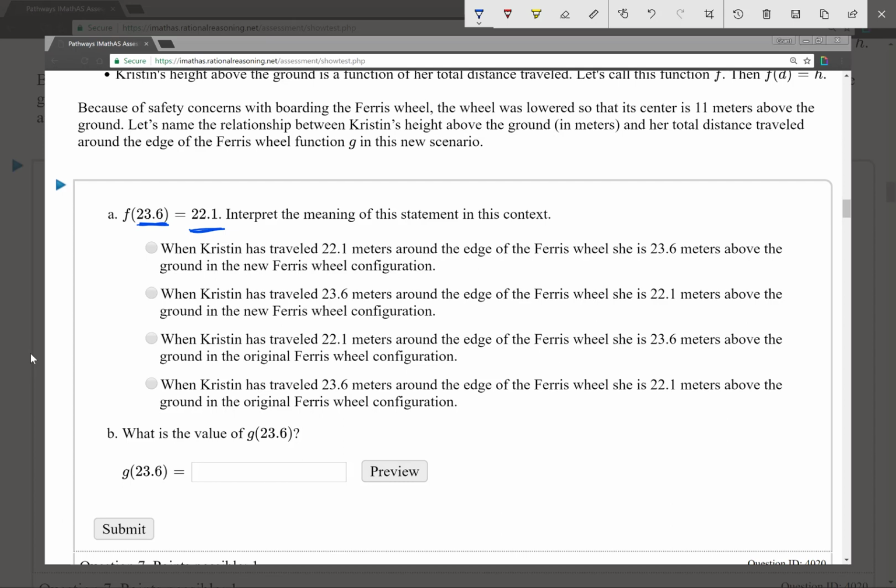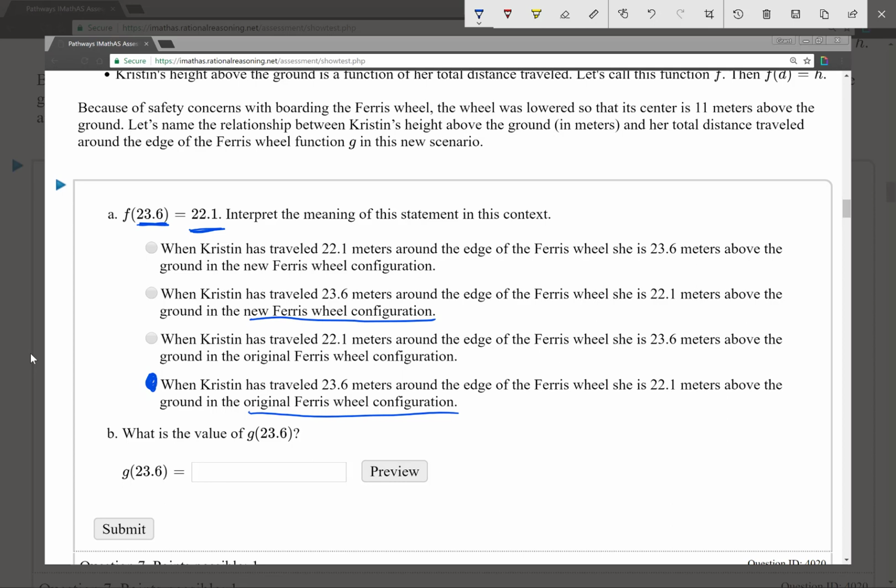So if we look at our options, we see Kristen has traveled 23.6 meters around the edge of the Ferris wheel, and she is 22.1 meters above the ground. So this looks good, but the fourth option also says something similar. Now the difference between these two options is the fact that in the first one, we're looking at the new Ferris wheel configuration. In the fourth option, we're looking at the original Ferris wheel configuration. The function f was defined in the original Ferris wheel configuration, so this fourth option should be the correct answer.